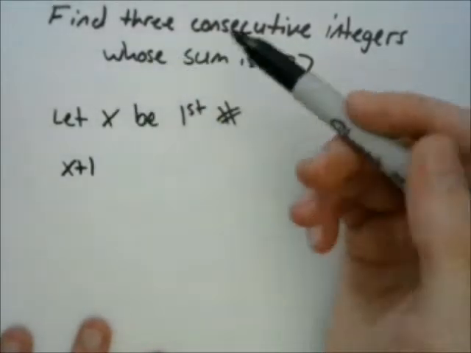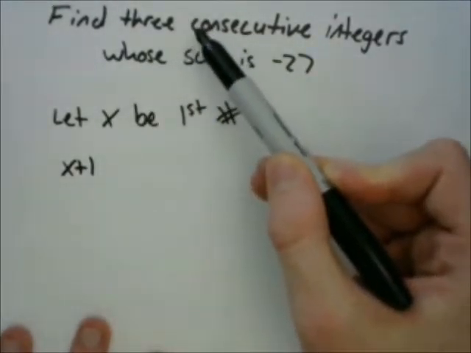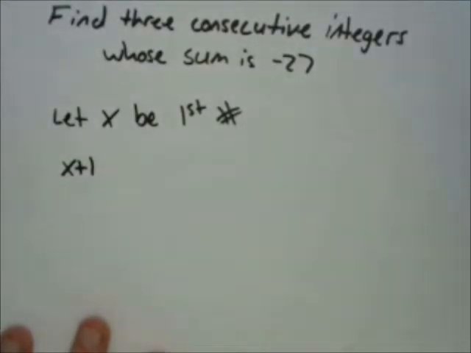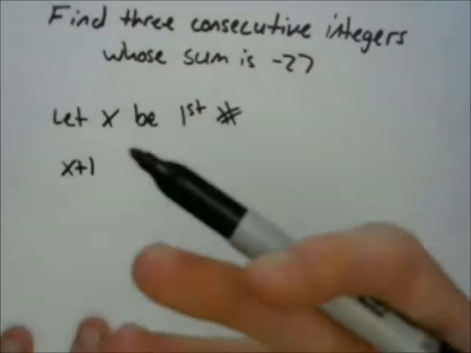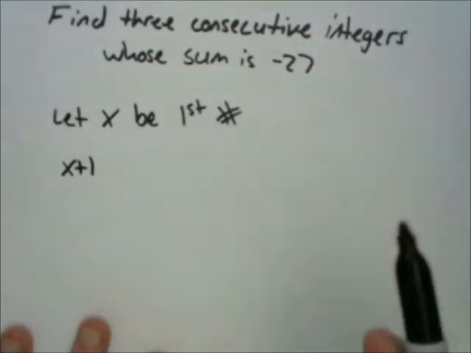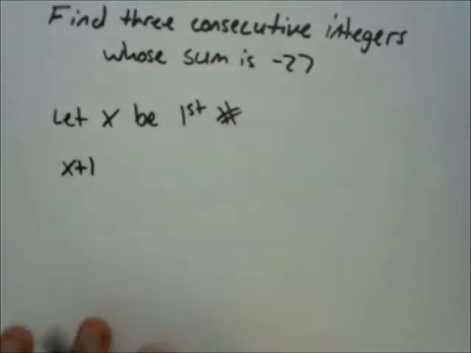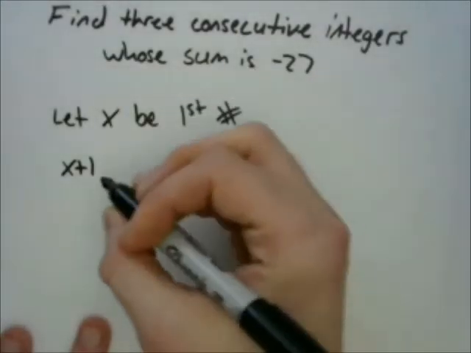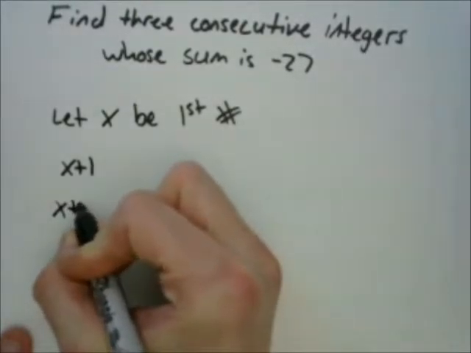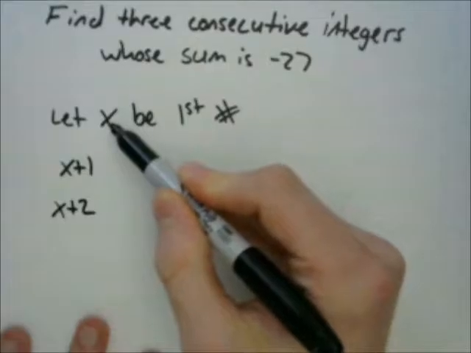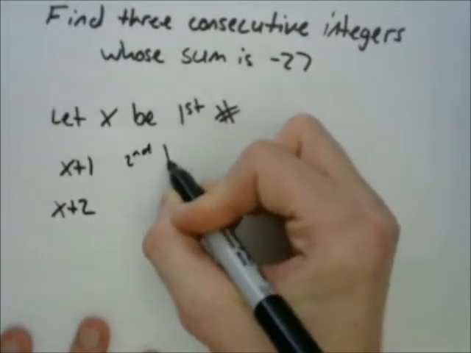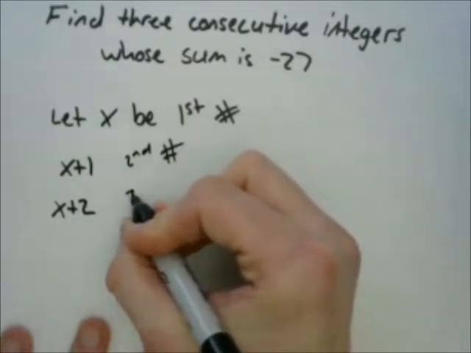Now the tricky part is if they throw something else in front of the word consecutive. Sometimes they'll say even consecutive numbers. In that case, even numbers are spaced 2 apart, so this would be plus 2. But in this case, they just said consecutive integers, so one after the other. And since we have 3, it would be x plus 2. So x is the first one, x plus 1 is the second number, and x plus 2 is the third number.